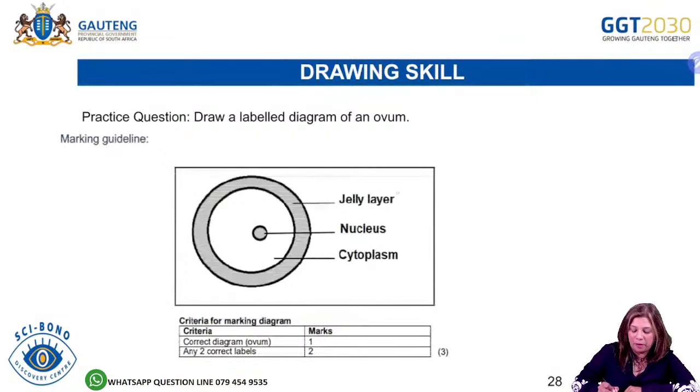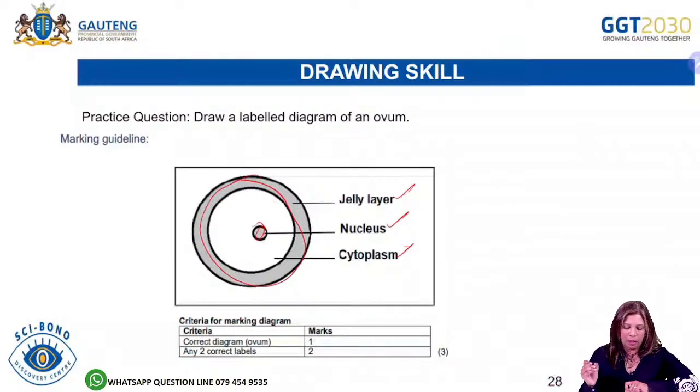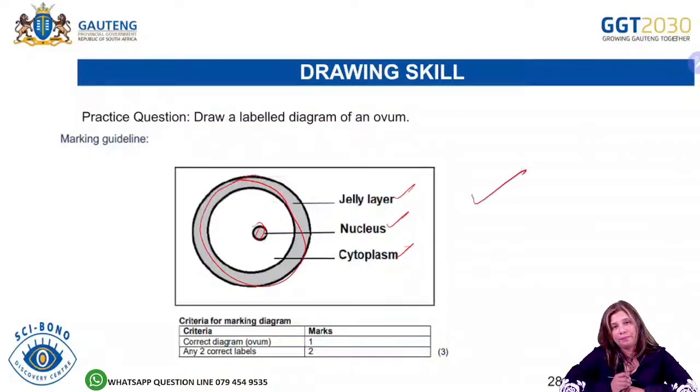There we have our jelly layer, we have our nucleus, and we have our cytoplasm. Now notice the proportion of the jelly layer and the proportion of the nucleus. One is smaller, one is larger. That's proportion. How are they going to mark it? They're going to give you a mark for the correct diagram.